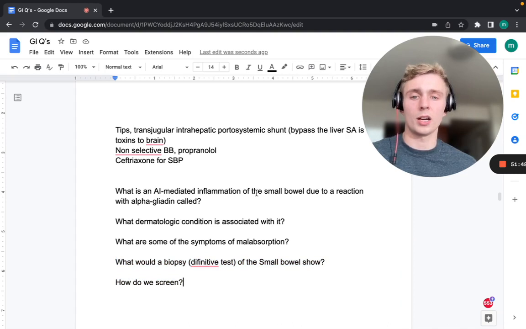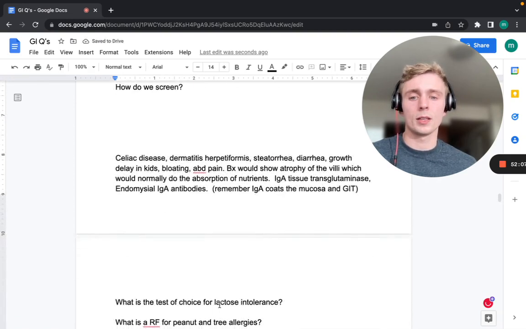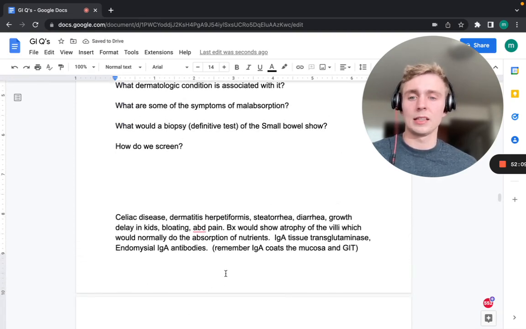So again, the questions are autoimmune-mediated inflammation of the small bowel due to reaction with alpha-gliadin. It has one important dermatologic condition associated with it. What are going to be the symptoms of malabsorption that are important to know? What would a biopsy show? And how do we screen for it? So this is going to be celiac disease. So celiac disease is associated with dermatitis herpetiformis, which is the dermatologic condition.